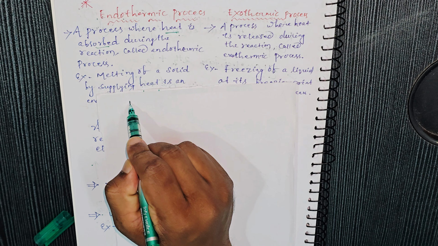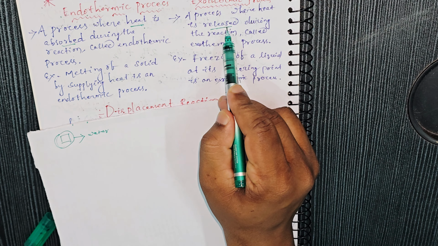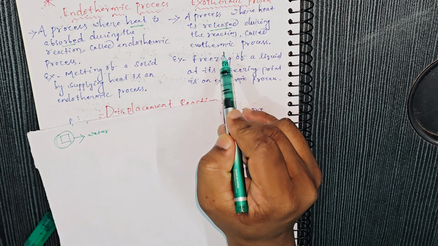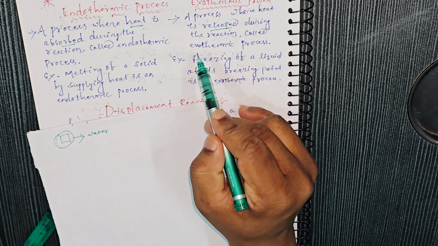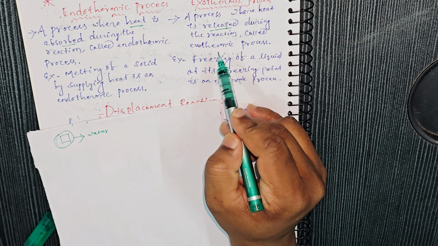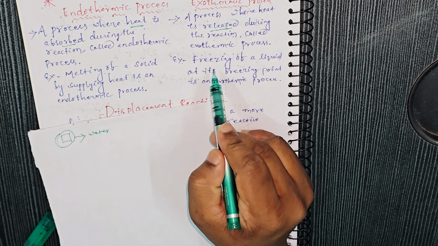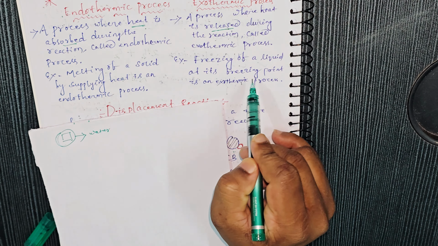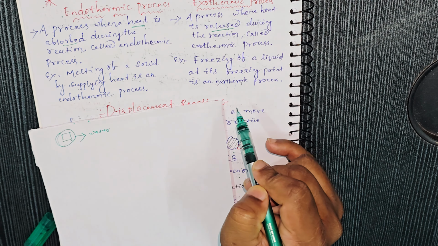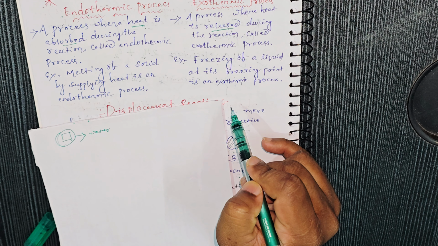Now coming to exothermic process. A process where heat is released during the reaction is called an exothermic process. Heat is released, which could be in the form of gas, energy or light. Now an example: freezing of a liquid at its freezing point is an exothermic process. If you freeze something at its freezing point, that is also an exothermic process.